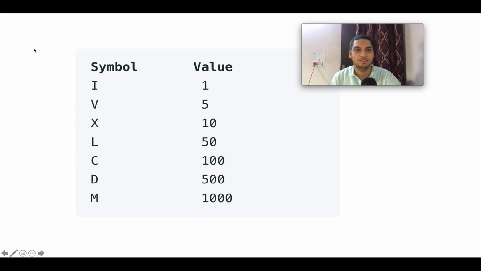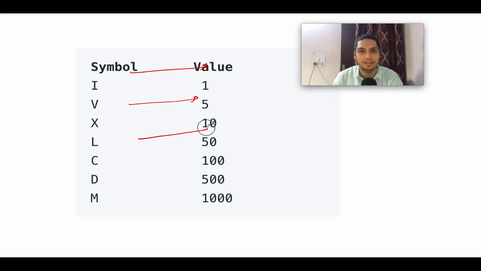Now let's get started with solving this problem. As per this table, you can see that we have a mapping: I maps to 1, V maps to 5, X maps to 10, L maps to 50, C maps to 100, D maps to 500 and M maps to 1000. What we need to do is, you'll be given any Roman representation of a number and you need to generate its integer representation. We can bifurcate this entire algorithm into two parts.